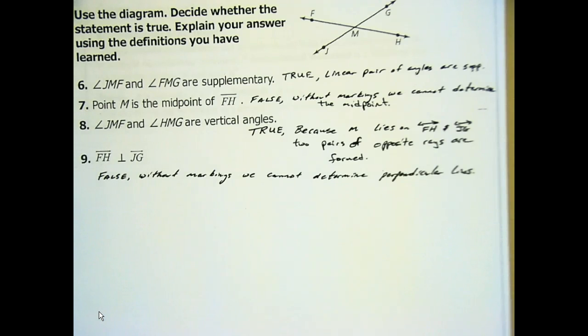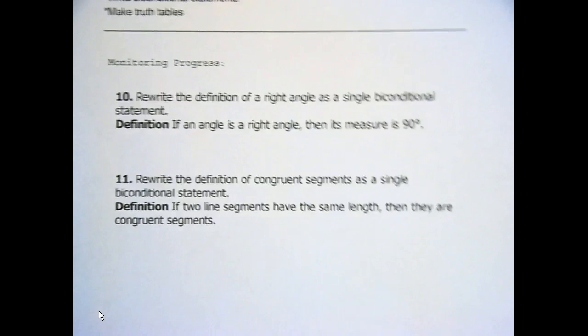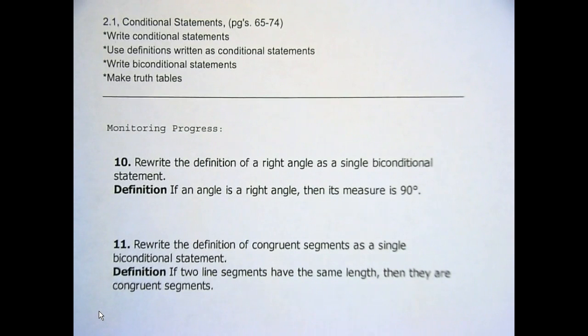I will tell you that as we get a little farther in this lesson, it gets a little weirder. Weird ifs. This one is not quite there, but rewrite the definition of a right angle as a single biconditional statement. I want you to try number 10. It is a biconditional, so you have to look back to your notes about what a biconditional is. Give that a go. Remember, a biconditional only works if the converse and conditional are true.